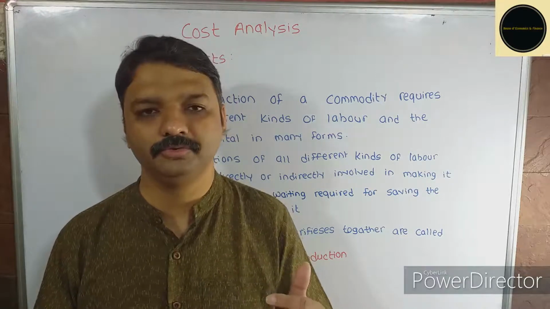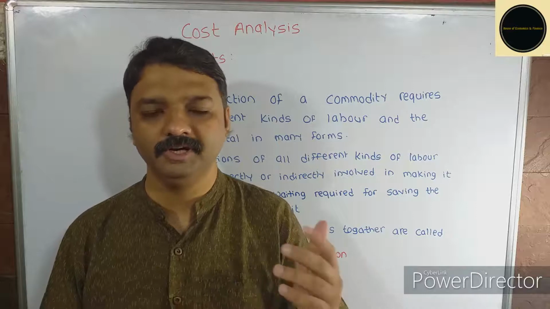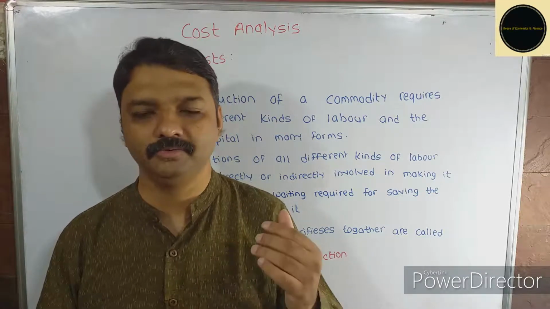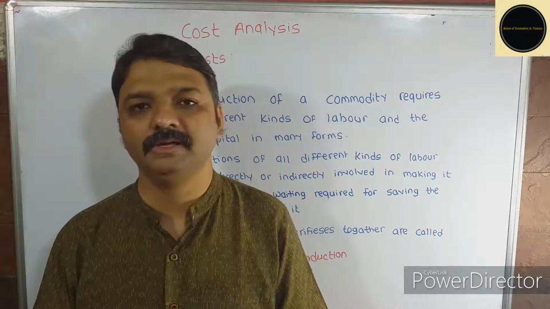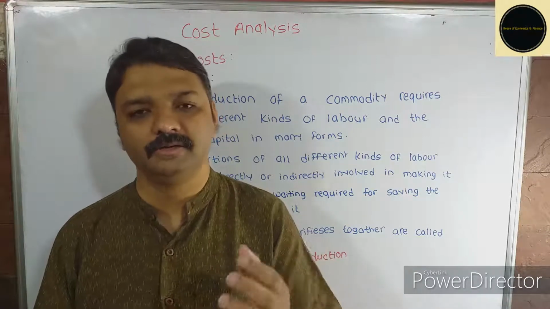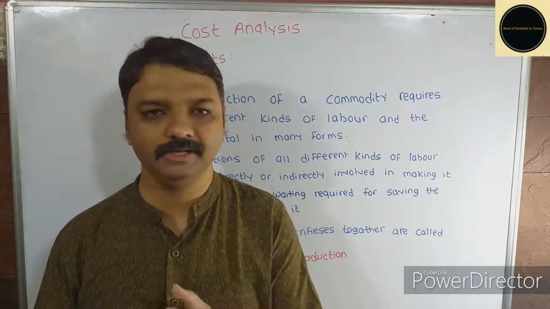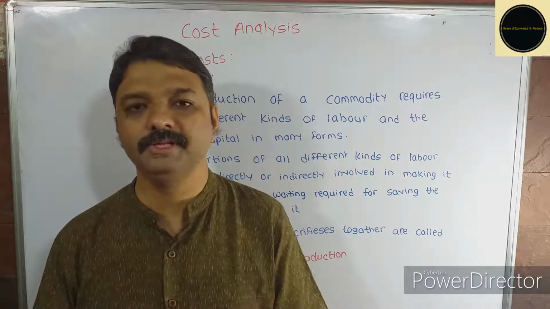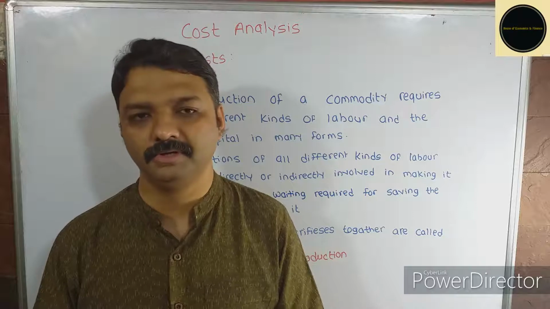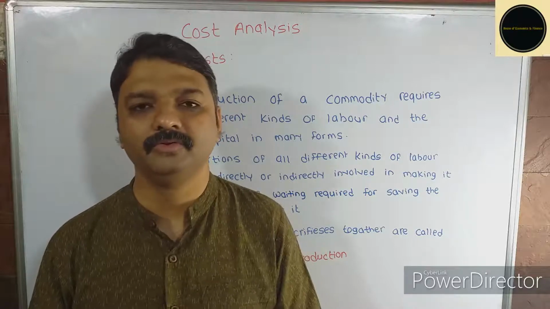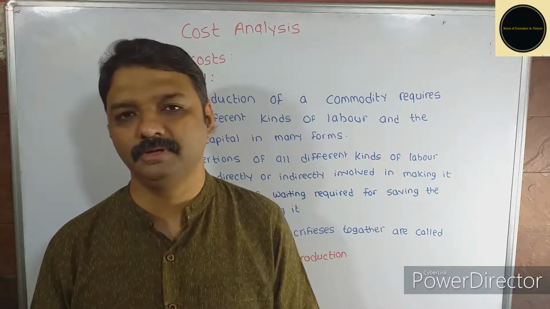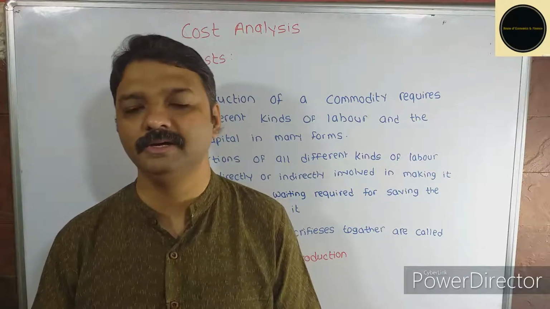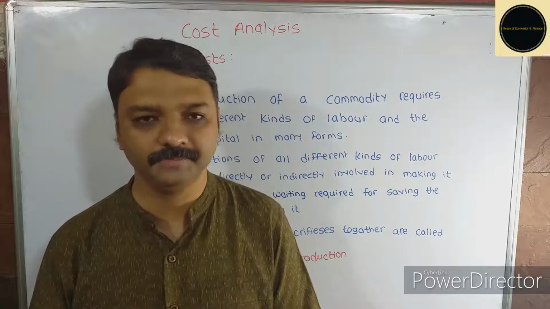He needs to, let us say, build a factory or take a factory on rent. He needs to hire the machinery. He needs to hire the workers, and he needs to pay them. So he needs to make payments for that. All these payments that he makes to the factors are considered as costs of production.